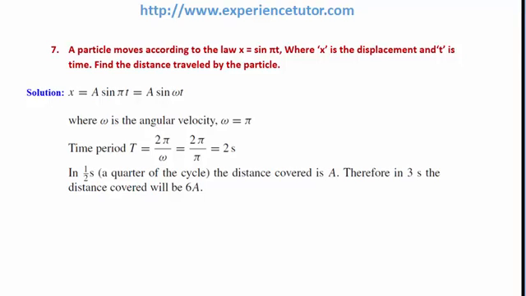Question 7. A particle moves according to the law x = sine pi t, where x is the displacement and t is the time. Find the distance traveled by the particle. x = a sine pi t = a sine omega t, where omega is the angular velocity, omega is equal to pi. The time period T is equal to 2 pi by omega, which is 2 pi by pi, equal to 2 seconds.